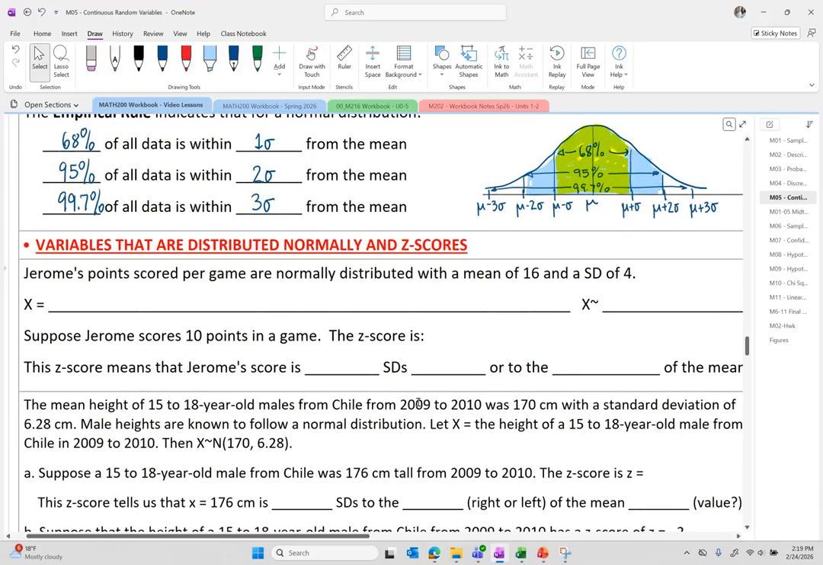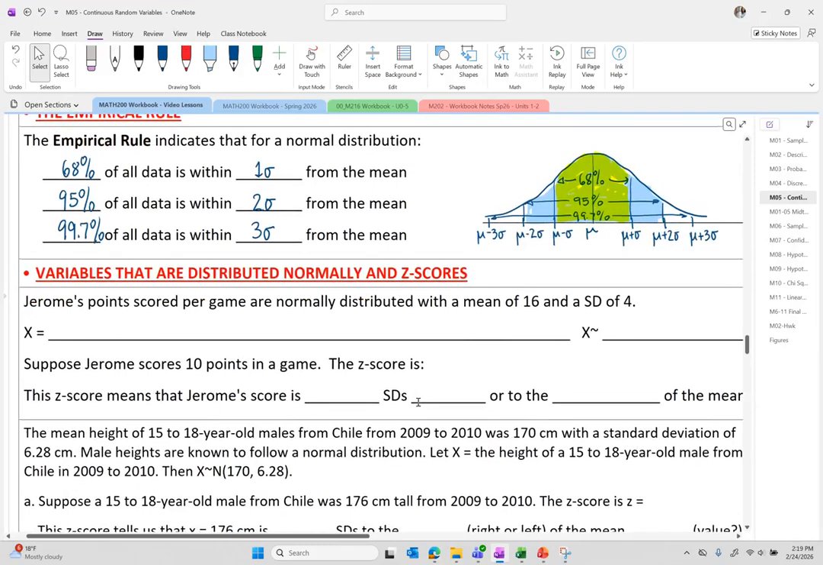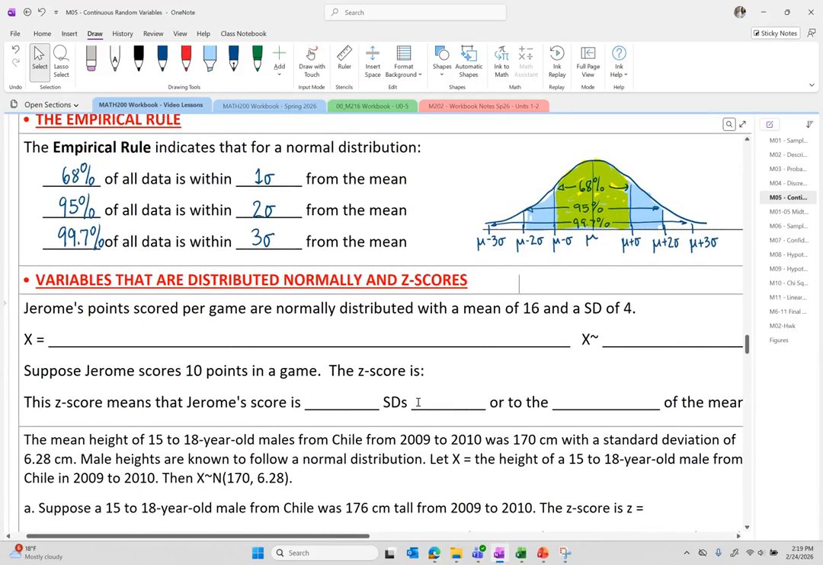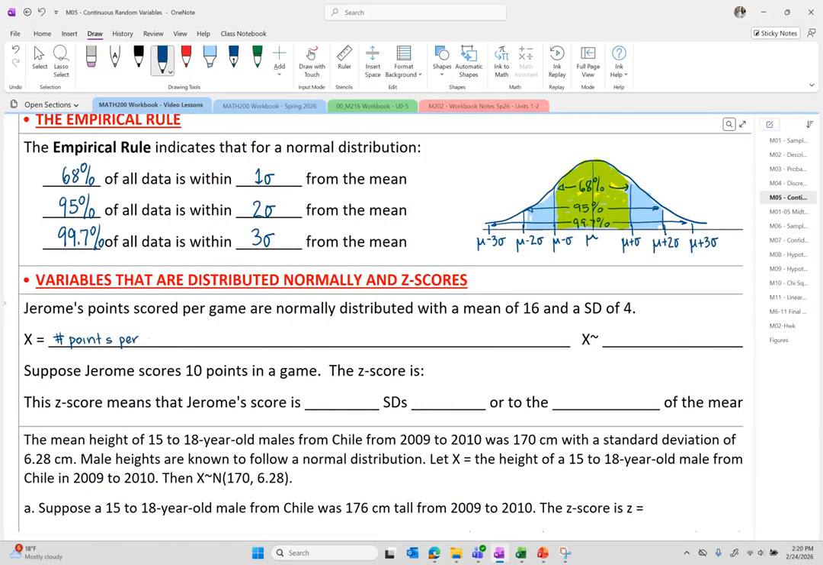Now let's do a couple of examples regarding z-scores and the empirical rule. We have Jerome's points scored per game, and this is a variable. So the variable is the number of points per game that Jerome scores. And these are normally distributed with a mean of 16 and a standard deviation of 4. So the variable x follows a normal distribution with a mean of 16 and a standard deviation of 4.